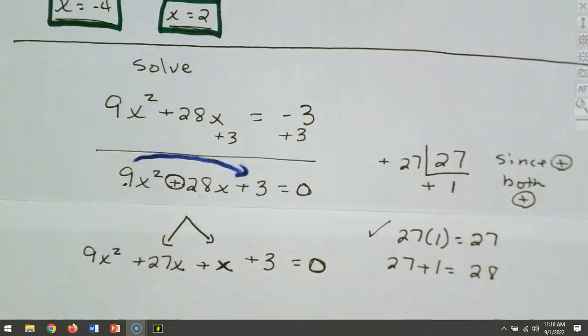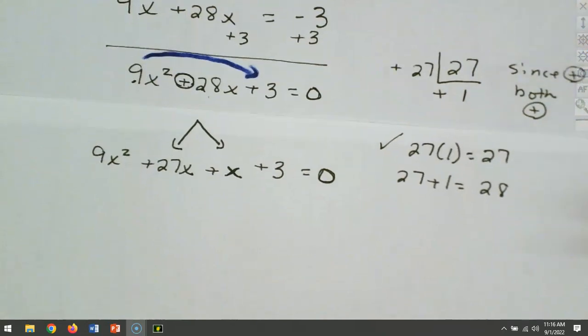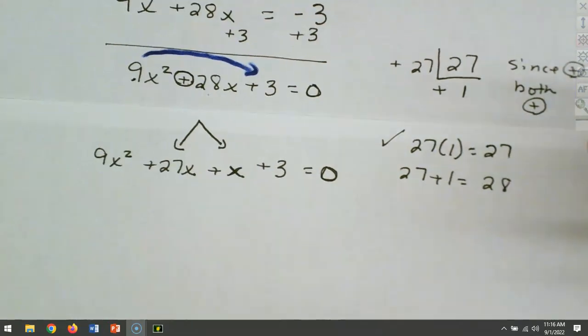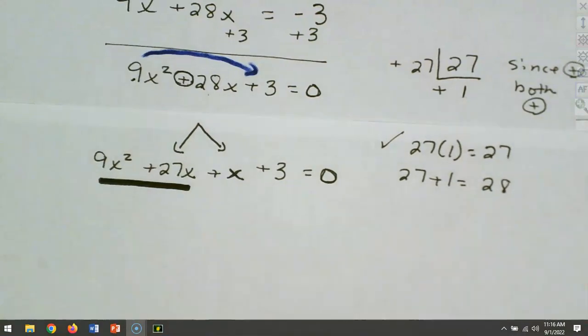Now once we have split this up into our 4 pieces, we are going to factor by grouping. And so we group the first 2 together, and we take out what's in common. And this is just one method of factoring. There's other ways of factoring. I don't care how you factor, as long as you get the correct answers. So let's look at what I've got underlined here. What can I factor out of the first 2 pieces?